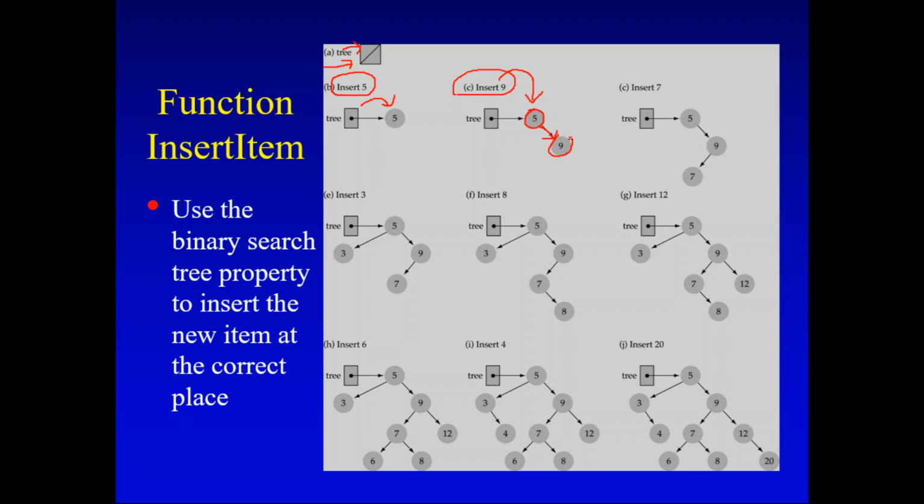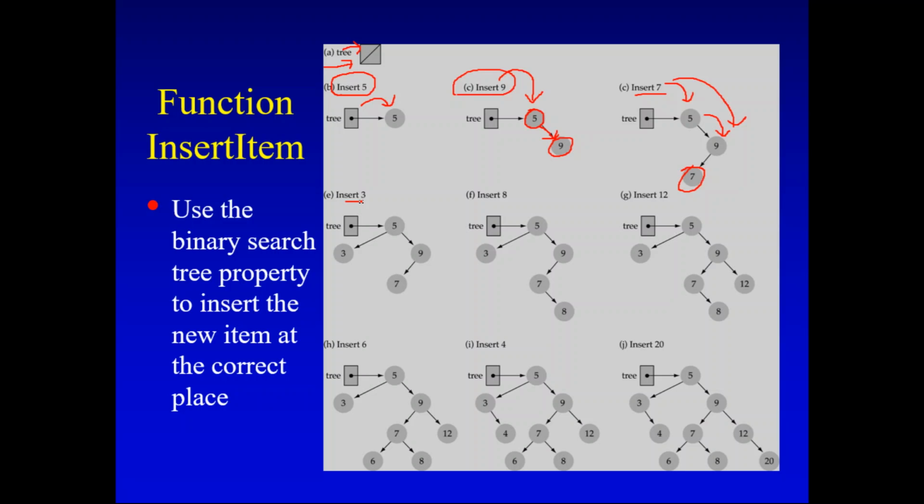Next there is another input, 7. Again the same process: start with the root node 5, check whether 7 is greater than 5 or not. Yes. If 7 is greater than 5, then go to its right. What is its right child? 9. Is 7 greater than 9 or less than 9? It's less than 9. Is there anything to the left of 9? No. So add 7 to the left of 9. Next we want to insert 3.